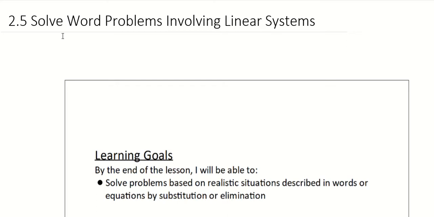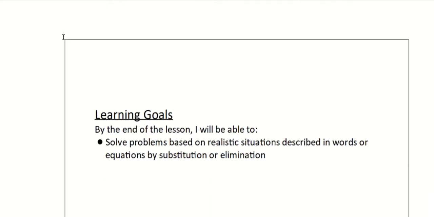This lesson is 2.5, Solve Word Problems Involving Linear Systems. So previously you learned some elimination and some substitution as well as some graphing. So in this lesson we're going to be looking at how to use that in word problems. So the learning goals are by the end of this lesson, you will be able to solve problems based on realistic situations described in words or equations by substitution or elimination.